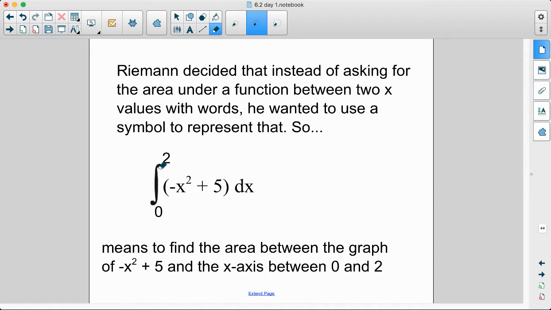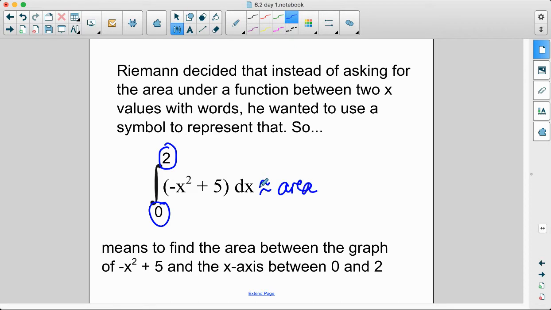So it still has a dx, it still has the integral, and we will find out there's a connection between them later, but this is called a definite integral because it's got numbers. We haven't used numbers there yet. So right now all you need to know is this means find the area between the graph of -x² + 5 and the x-axis and between 0 and 2. So that area. Okay, that's what we know so far.